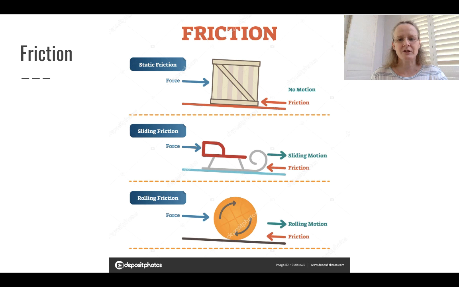For sliding friction, gravity is acting on this slope, on this sled. Friction is opposing the movement, but it's not big enough to overcome the downwards force, so the object slides. Rolling friction is smaller than sliding friction because less contact is made between the two surfaces.